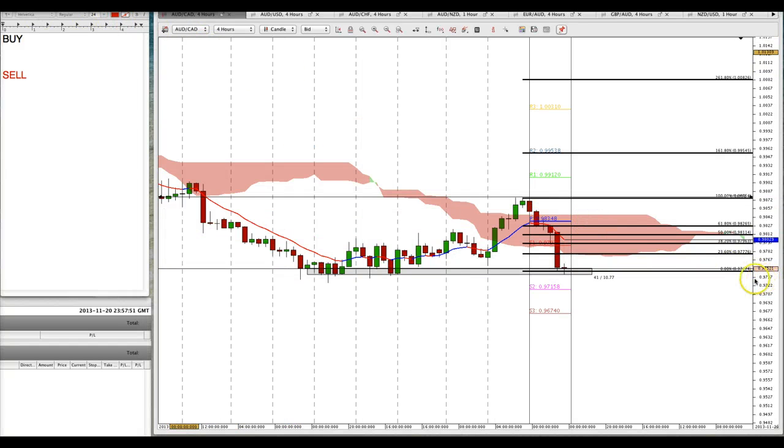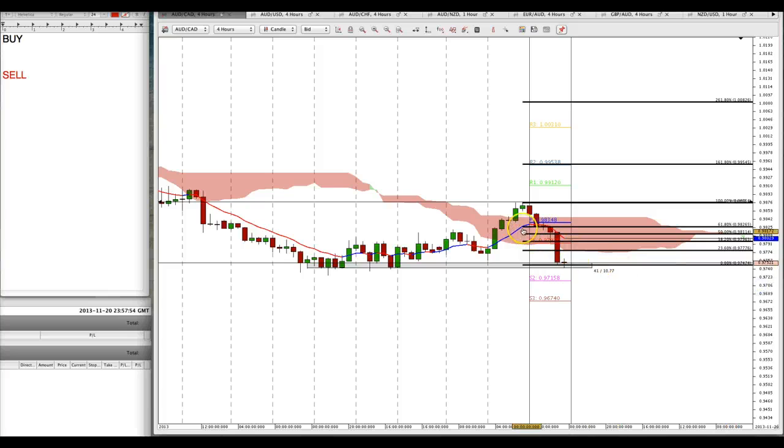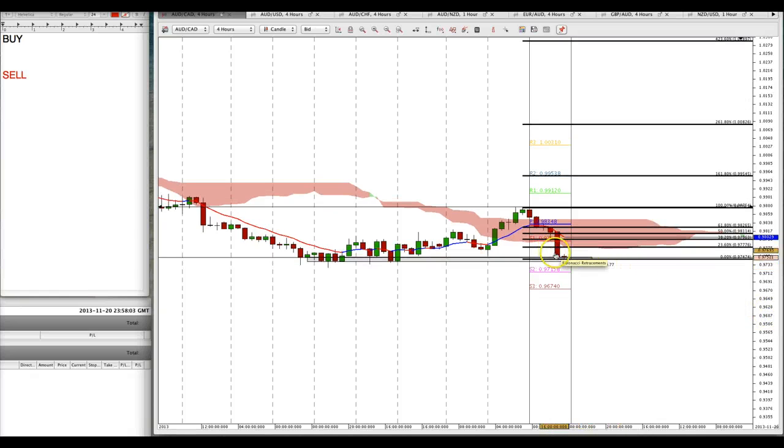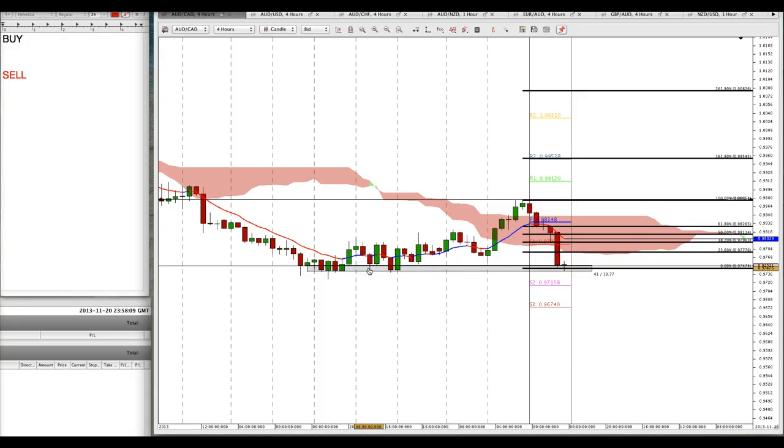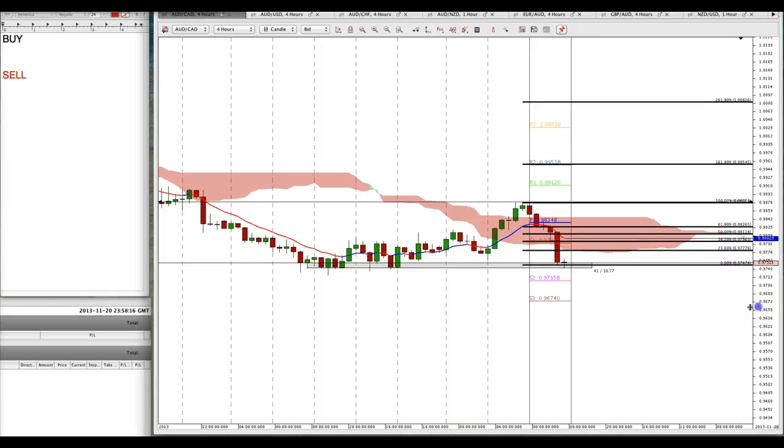Here is another pair. This is Aussie CAD. Same thing. Finally broke below the cloud, and it's below the central pivot point on the 4-hour chart and below the 10 moving average line. Technically we're in a downtrend, but what happened? We have a previous support level. So we don't know if this support level is going to hold, and if it doesn't, then we have a nice trade. If we have a body of a candle that can break below this previous support, then we have a great trade setup.